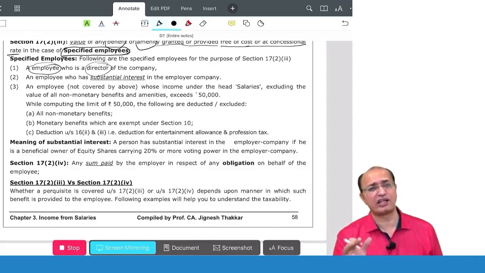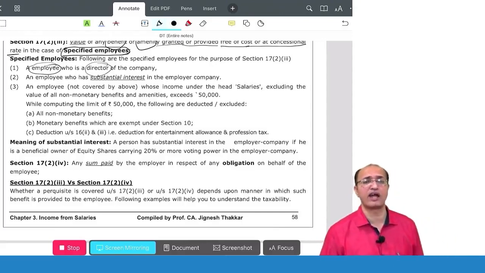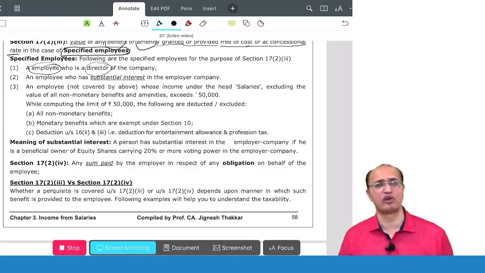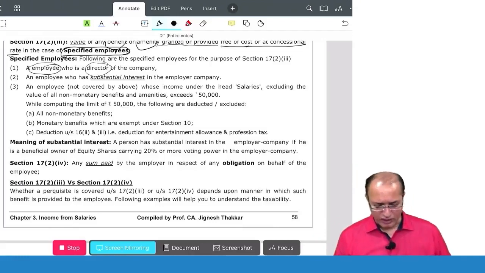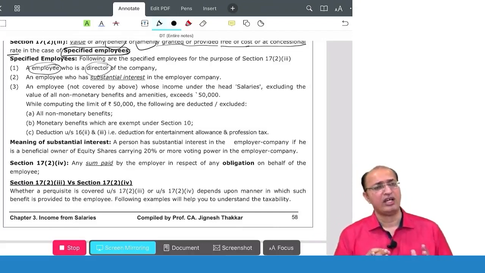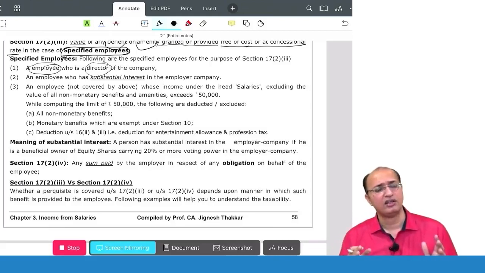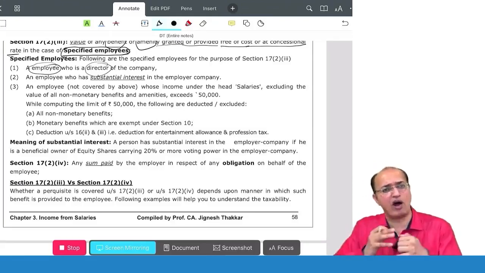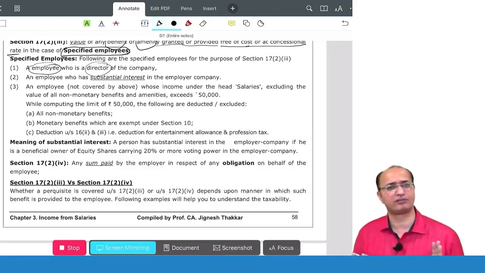If the question is silent, definitely income from other sources. A part-time director would receive director sitting fees. That director sitting fees is nothing but the amount received for attending the board meetings. So at the beginning of the chapter itself, it was very clear that the amount received by a part-time director cannot be taxed under income from salary. He is outside the chapter of income from salary.